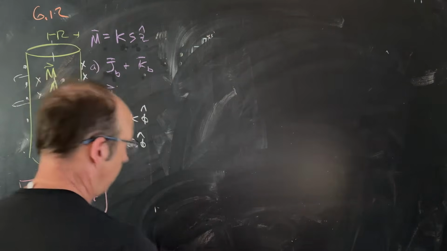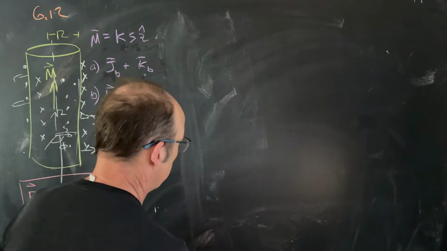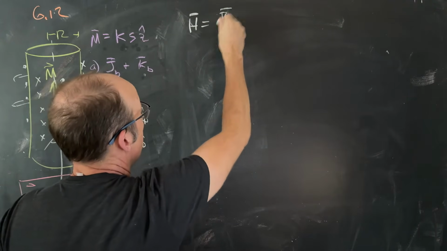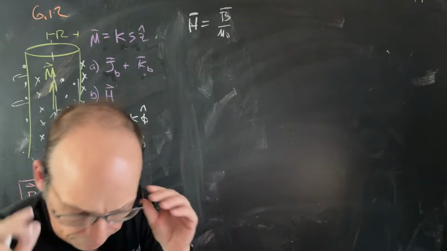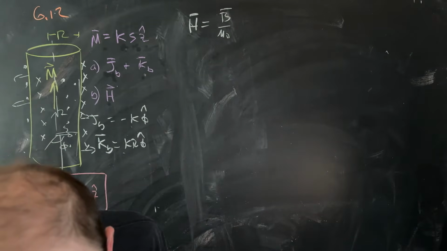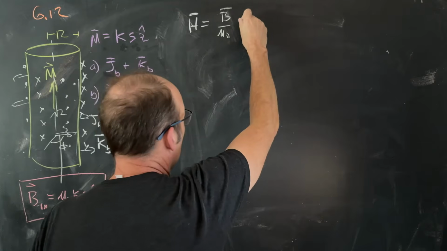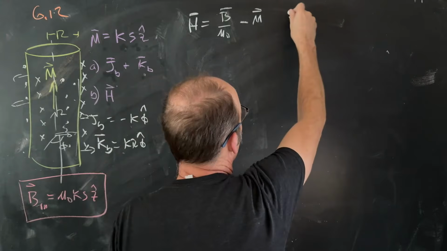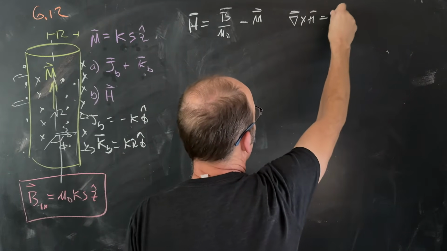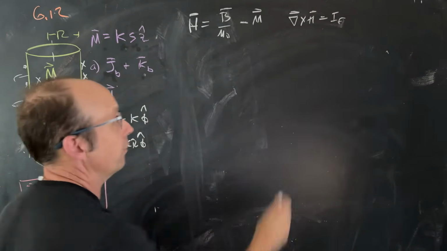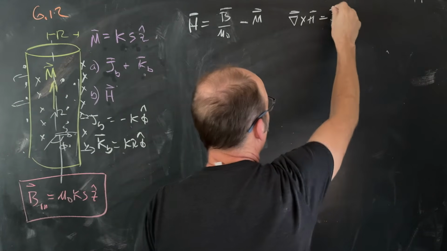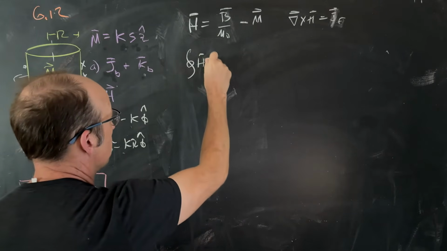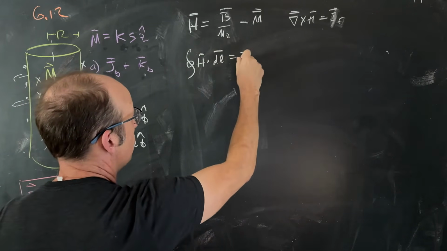So recall that we defined the H field, or the auxiliary field, or whatever you want to call it, as B over mu naught. Is it minus M or plus M? Minus. And Ampere's law looks like this. The curl of H is equal to J free, the free current density. And we can write that as an integral. The integral of H dot dl is equal to I free.